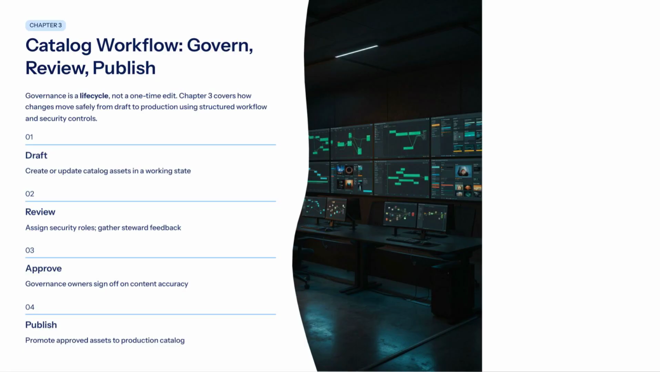The governance process involves several stages that are critical to maintaining the integrity of our data. These stages include the draft, review, approval, and publish stages. The draft stage is where we create or update catalog assets in a working state. At this stage, we also assign security roles to users who need access to the asset. This ensures that only authorized personnel can view or edit the asset.